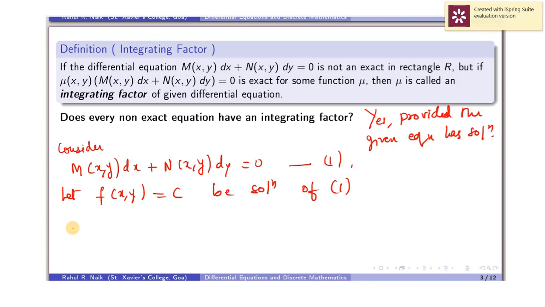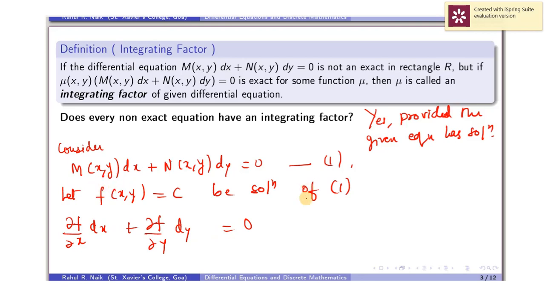So differentiating with respect to c, eliminating c, that is by differentiating this function, we have ∂f/∂x dx plus ∂f/∂y dy is equal to 0. Now since this f is a solution of the given equation 1, it has to satisfy this given equation 1.